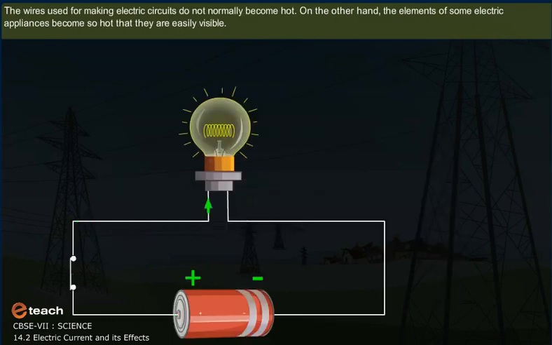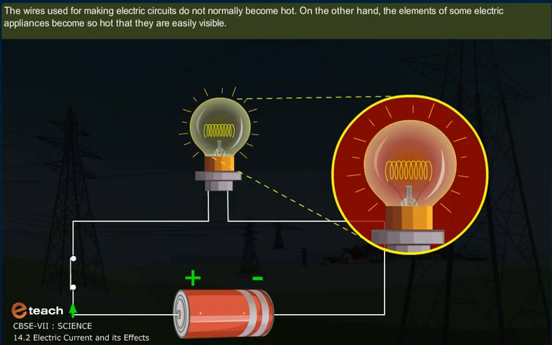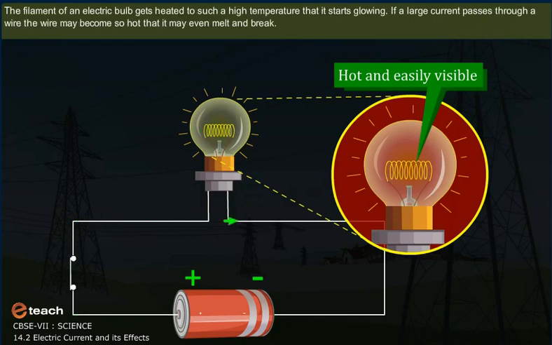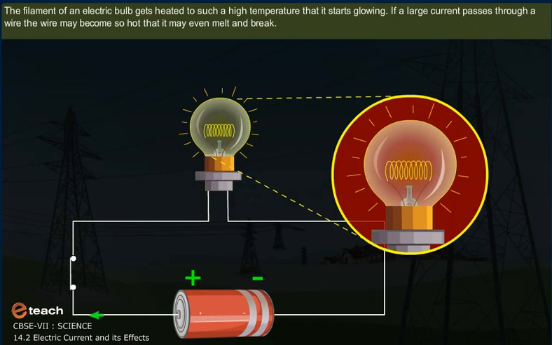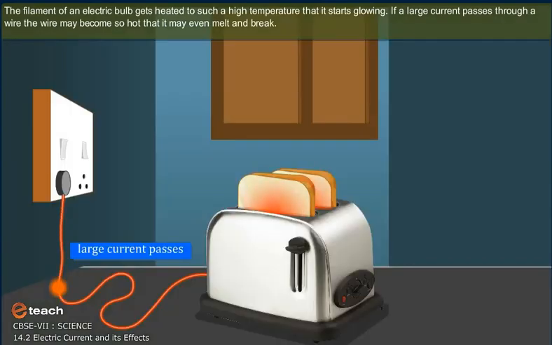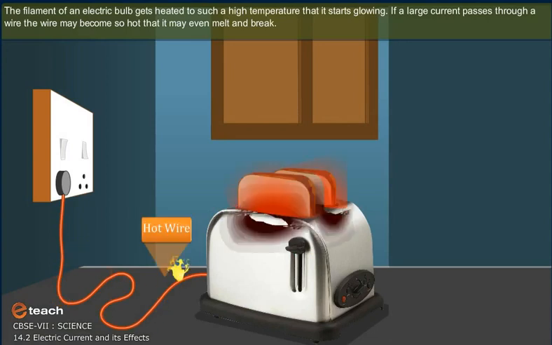The wires used for making electric circuits do not normally become hot. On the other hand, the elements of some electric appliances become so hot that they are easily visible. The filament of an electric bulb gets heated to such a high temperature that it starts glowing. If a large current passes through a wire, the wire may become so hot that it may even melt and break.